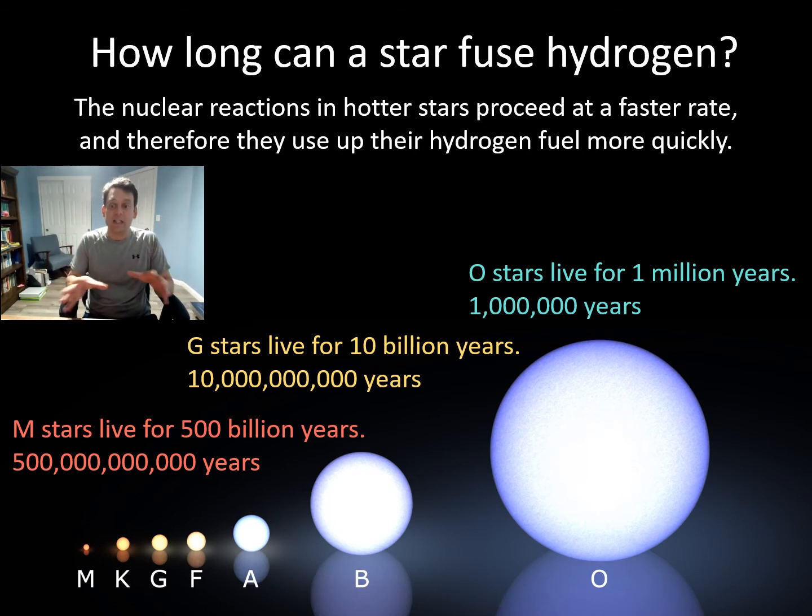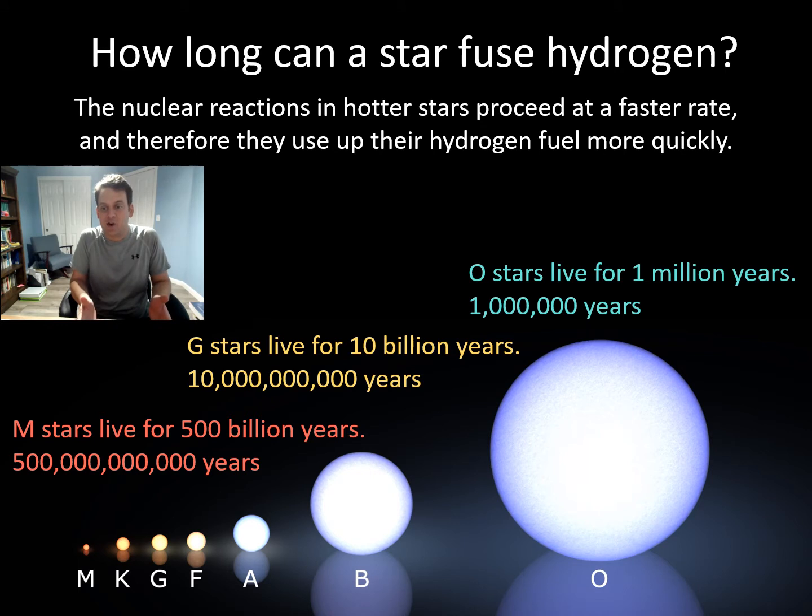It's extremely short-lived. On the other end of the spectrum, M-class stars, which are the smallest, lowest mass, coolest stars, can live for 500 billion years. And to put that in perspective, our best estimate for the current age of the universe is about 13.7 billion years. So this is like 30 times the age of the current universe.